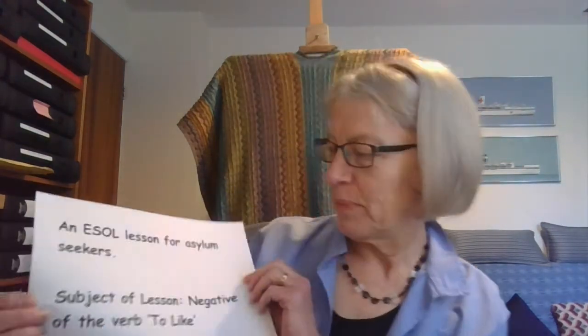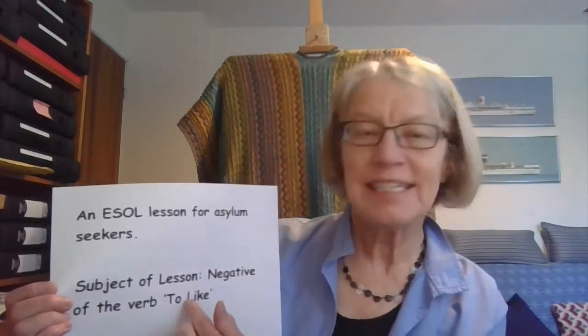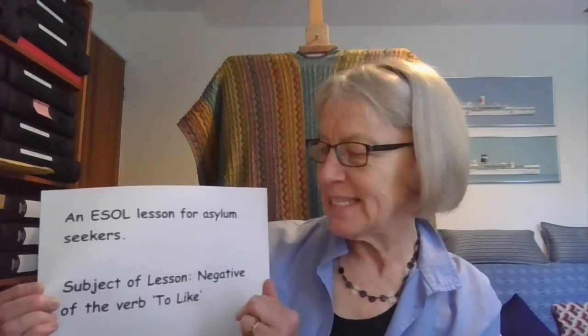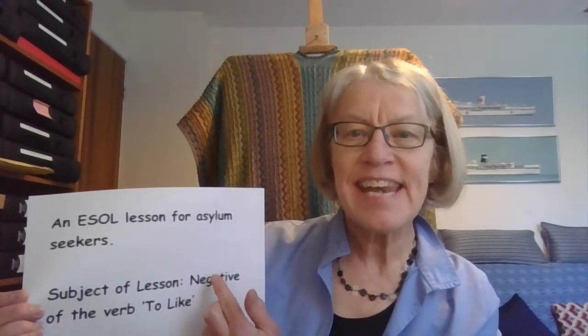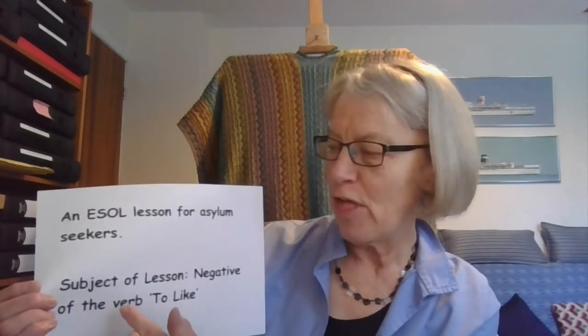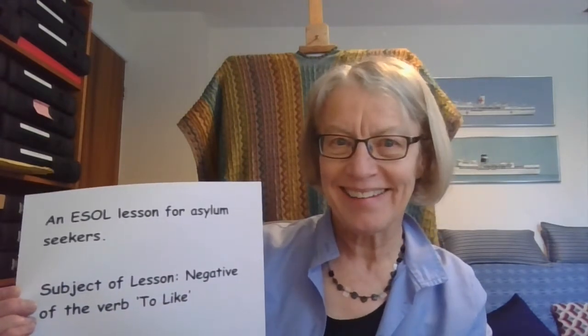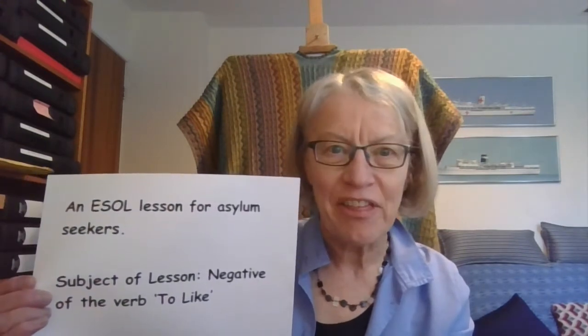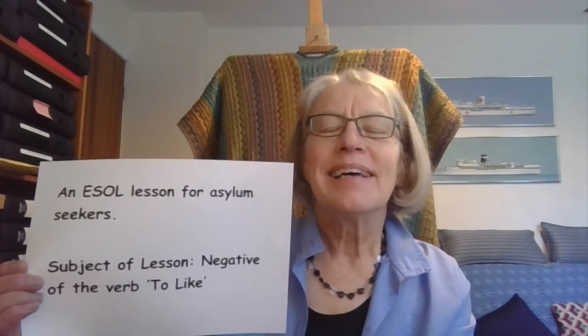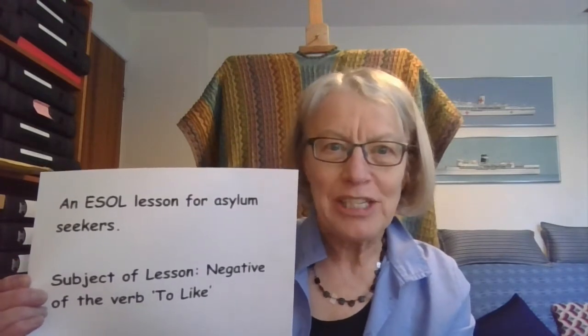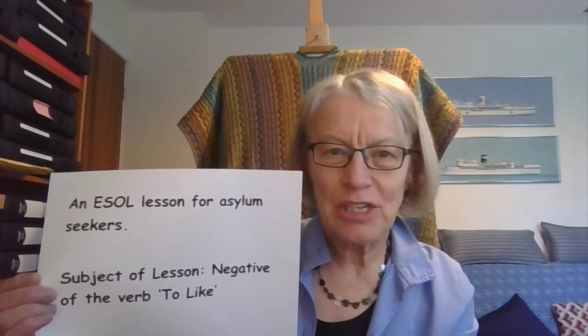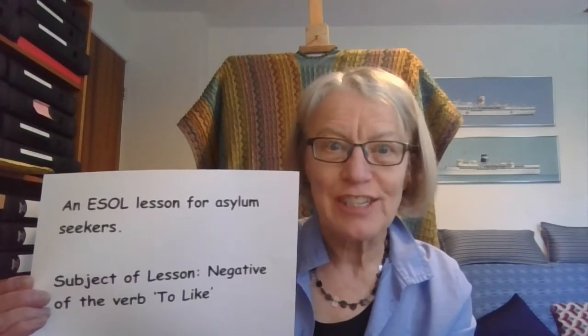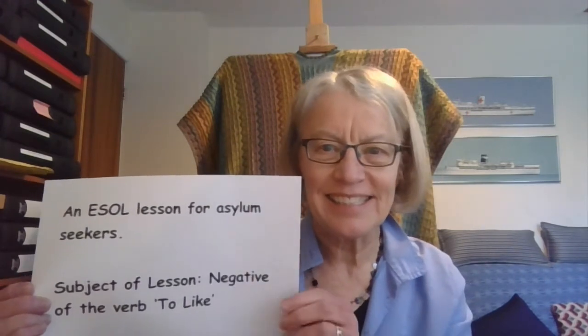Today's lesson is about the verb to like, but this lesson is going to be the negative of the verb to like. Last time, our lesson was all about liking things. That's not what we're going to talk about today. We're going to talk about not liking things. So it's negative.